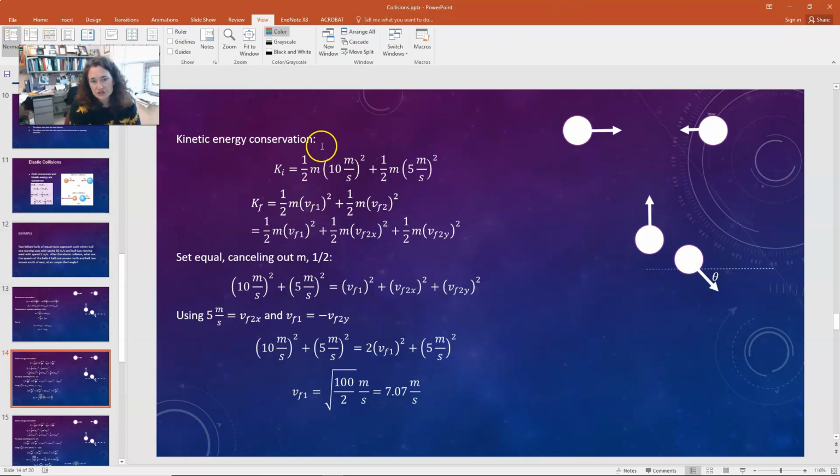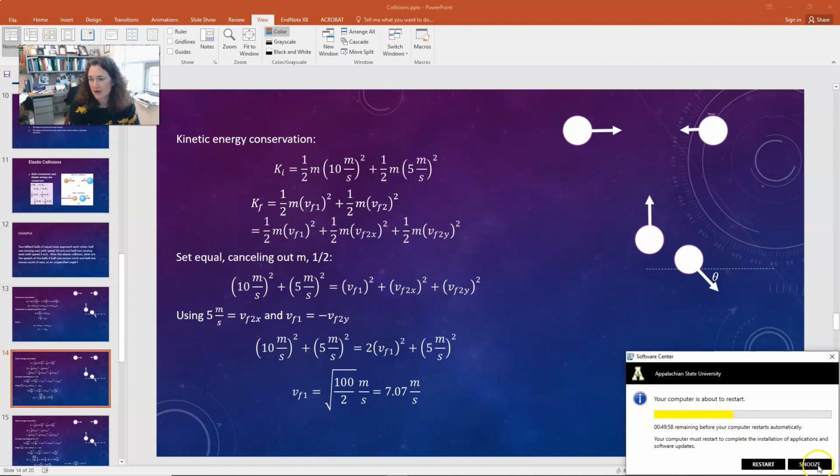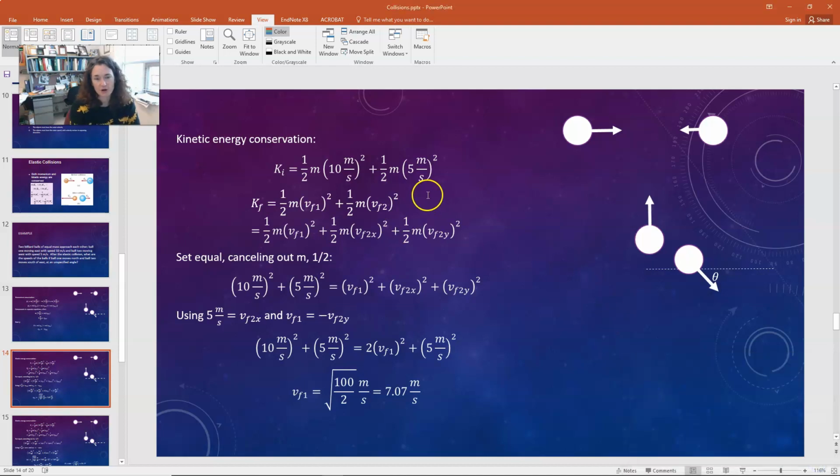So my initial kinetic energy is going to be 1/2 times the mass times 10 meters per second squared, plus 1/2 times the mass times 5 meters per second squared. All right, I don't know the m's, but it probably won't matter. It'll probably cancel out, so let's just go with that. Now K final, we don't know either of the speeds yet, so 1/2 m v final 1 squared plus 1/2 m v final 2 squared, all right?